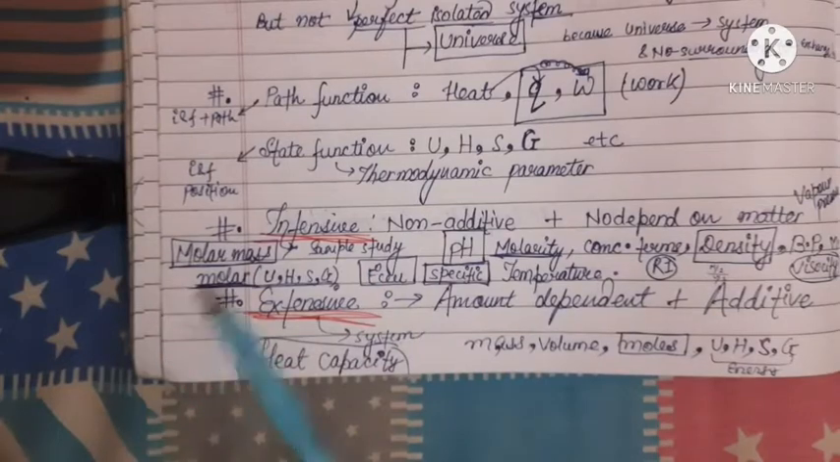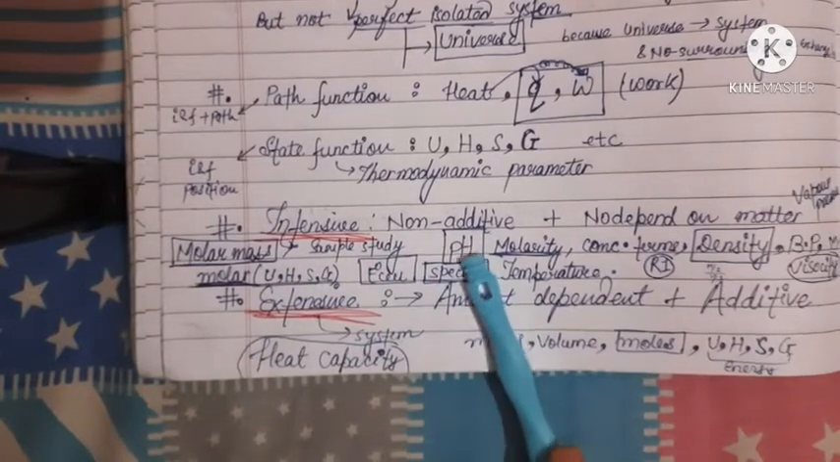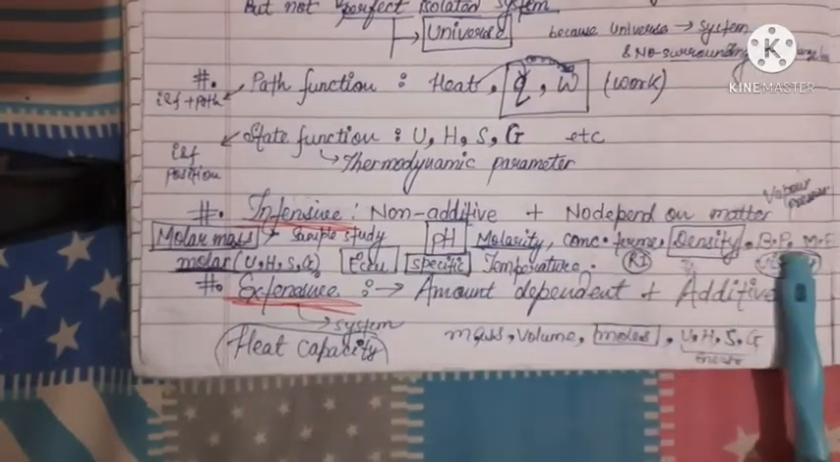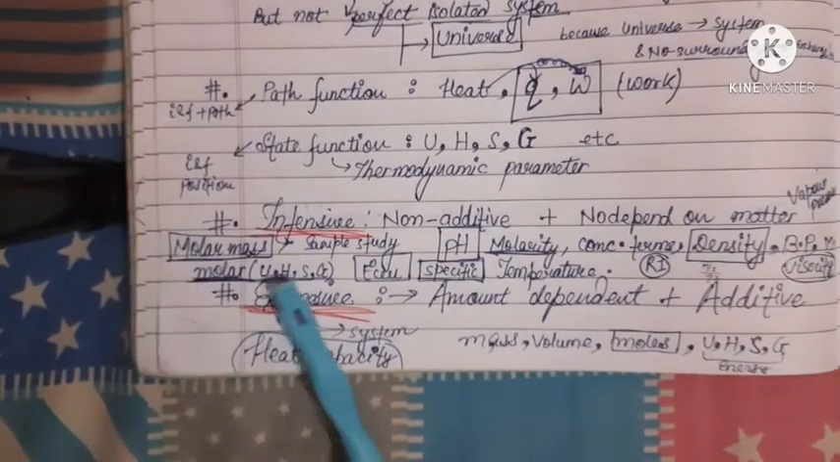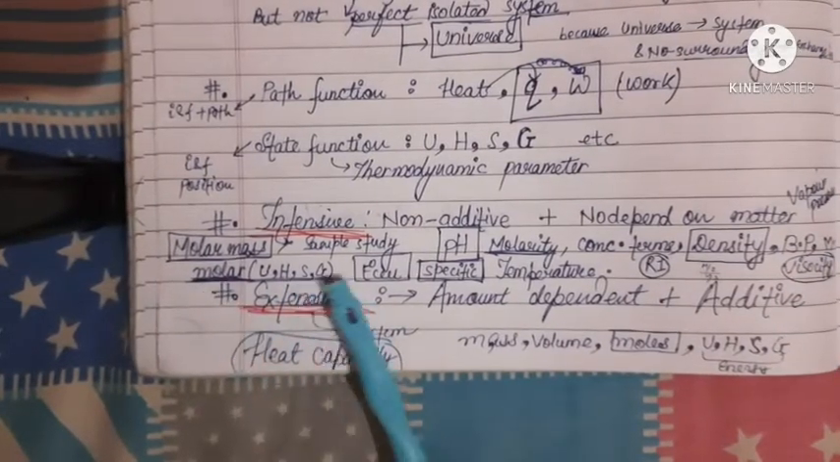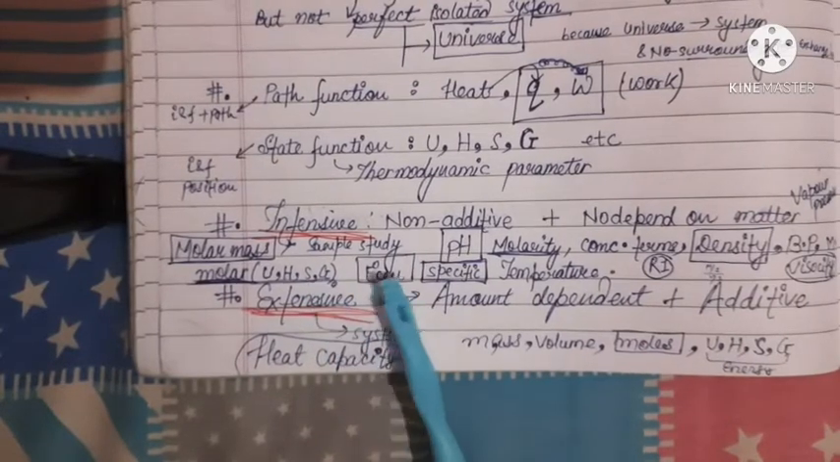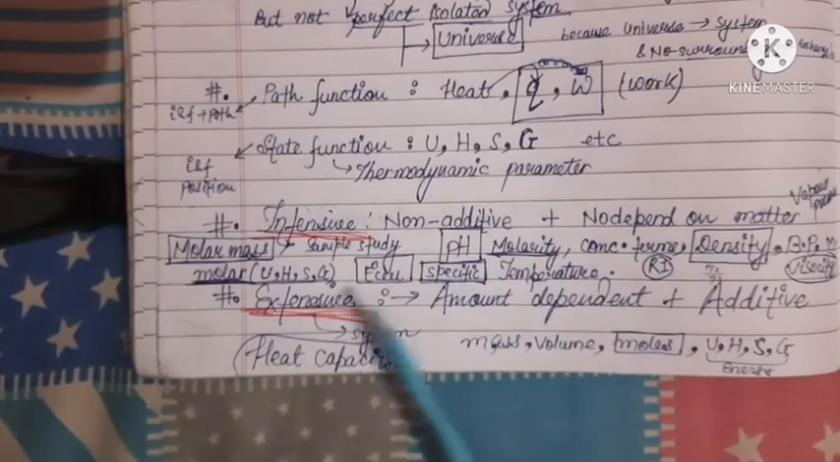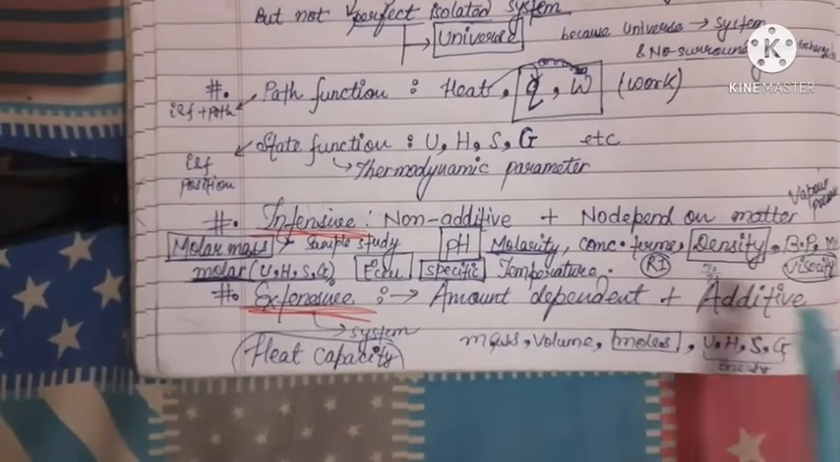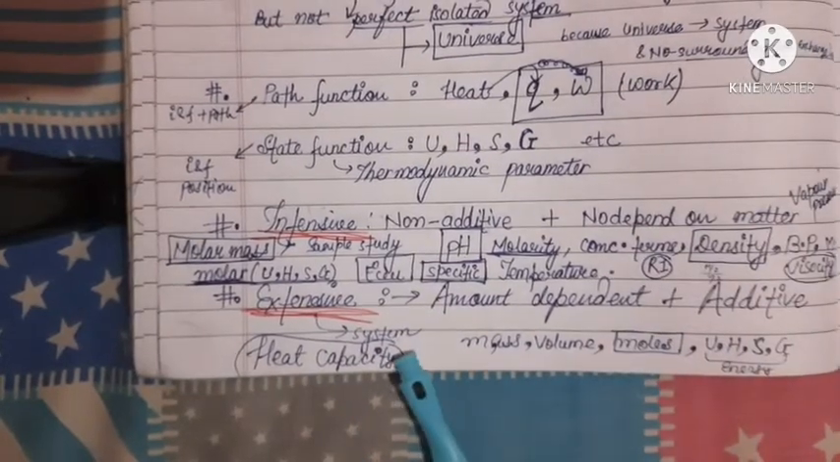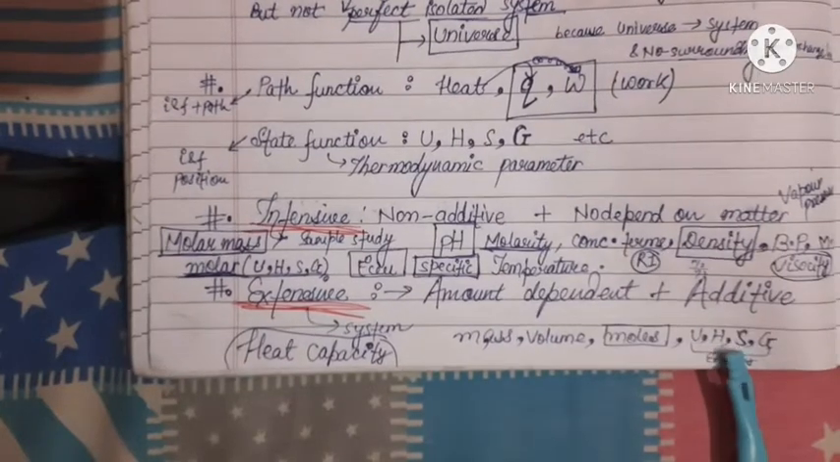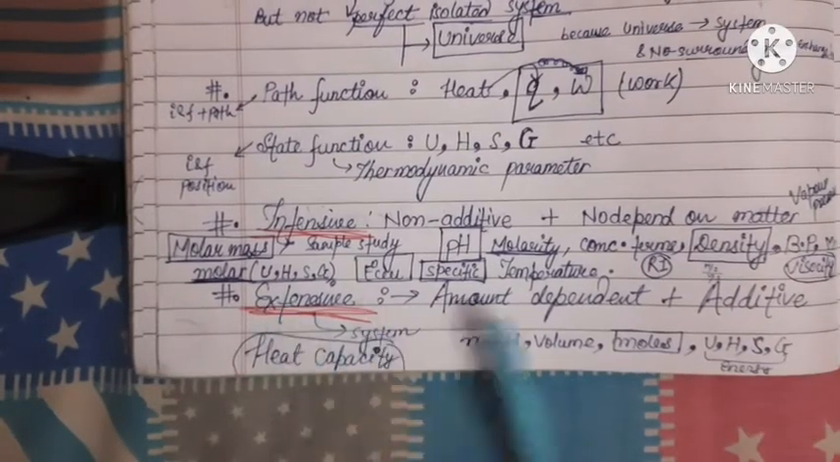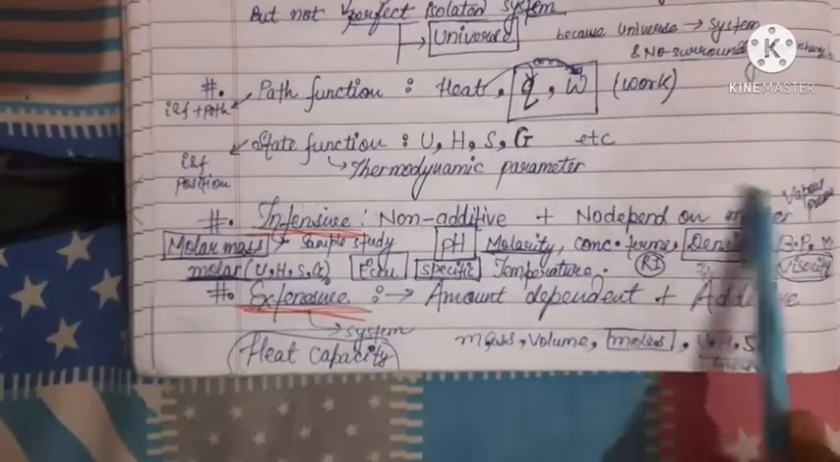Examples are molar mass, pH, molarity, concentration terms, density, boiling point, melting point, molar internal energy, molar enthalpy, molar entropy, molar Gibbs free energy, EMF of cells, specific temperature, and extensive. They are amount dependent and additive. Examples are heat capacity and mass, volume, moles, internal energy, enthalpy, entropy, and Gibbs free energy are extensive because they depend on amount. And intensive properties do not depend on amount.